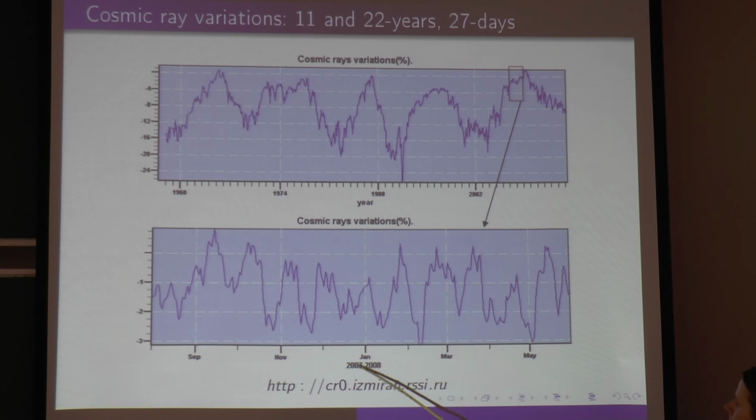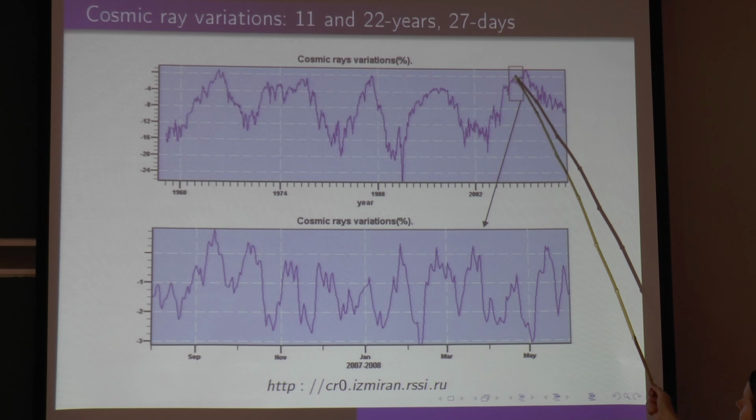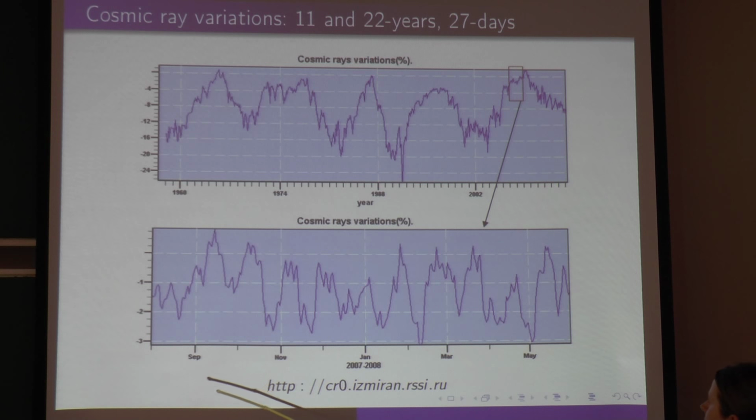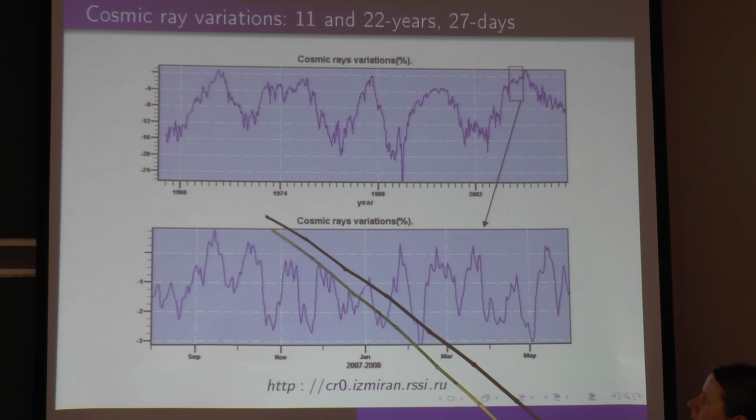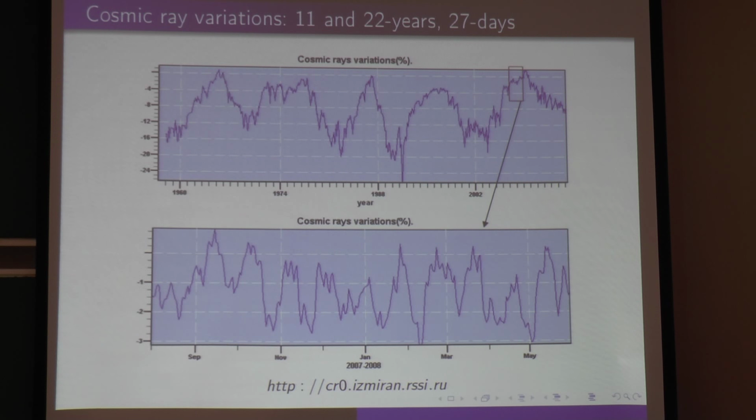This is 2007-2008, from this time period, and we have a few months, and this variation of cosmic rays we think is connected with solar rotation. The Sun rotates with a period of 27 days.